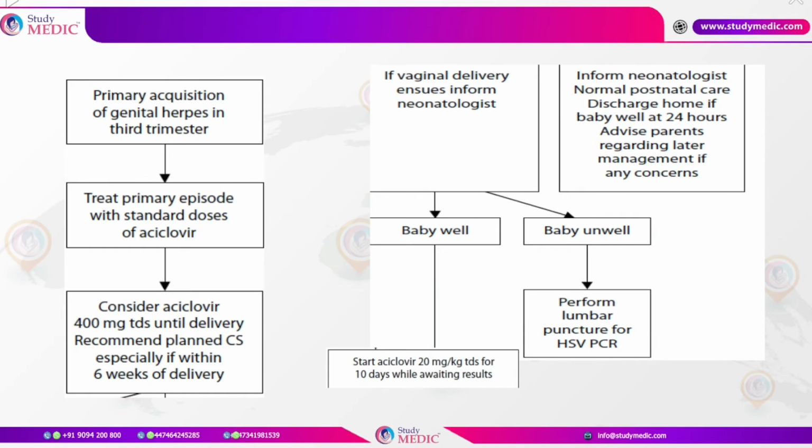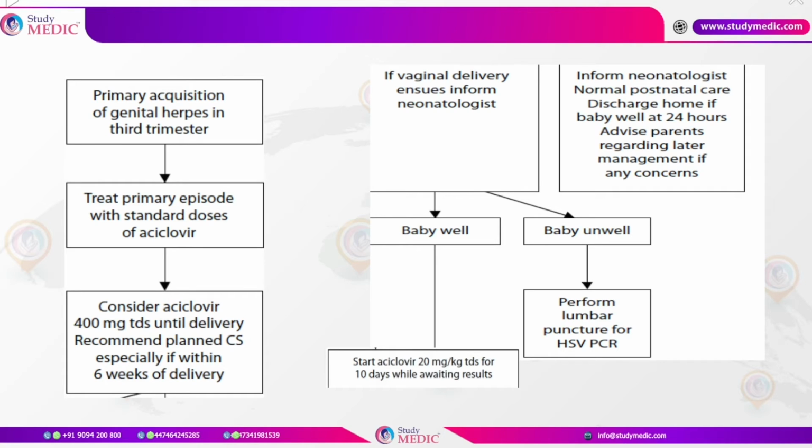If the primary acquisition of genital herpes happened in the third trimester, how do you deal with this? Then you have to treat the primary episode, and you have to start with the standard dose of acyclovir. And you need to continue this acyclovir 400 milligrams 3 times a day till the delivery has been done. It is always recommended to perform a C-section, especially if you are expecting the delivery of the child within 6 weeks. If vaginal delivery is done, then you need to inform the neonatologist so that, depending on the baby's condition, if the baby is well, they can go ahead with acyclovir 20 milligrams per kg 3 times a day for 10 days till the time you are awaiting the results for the child.